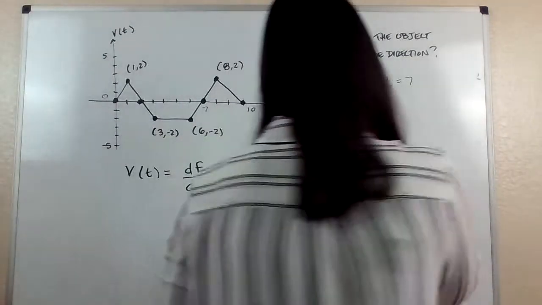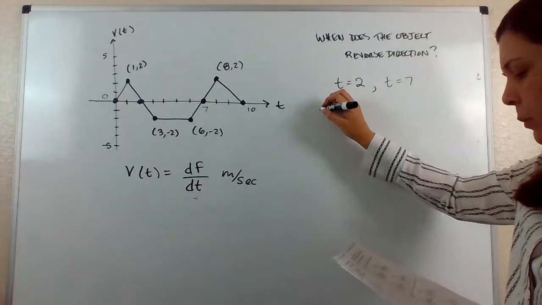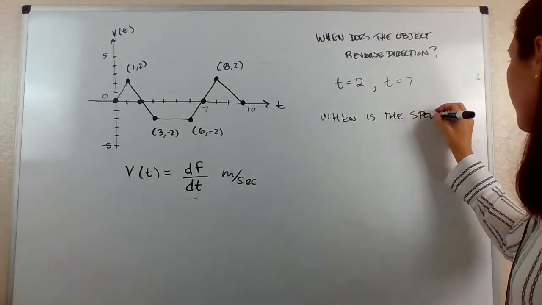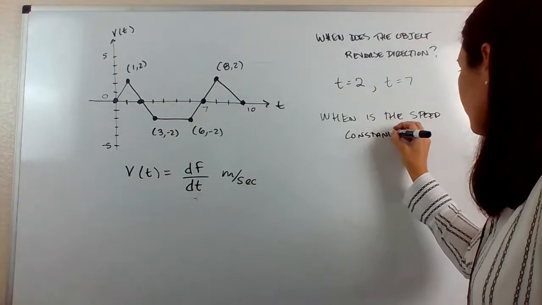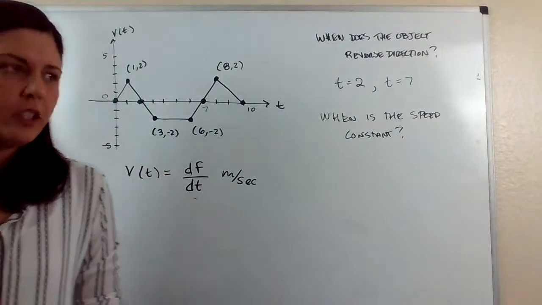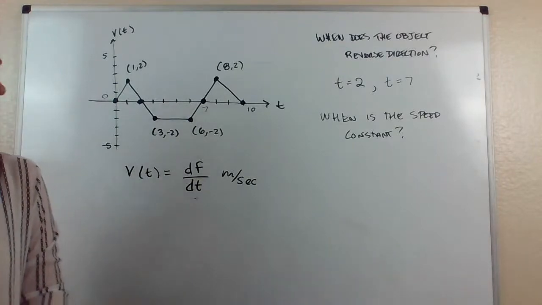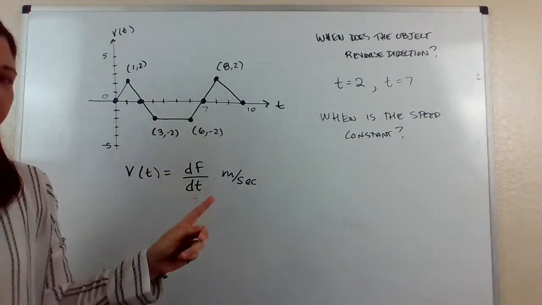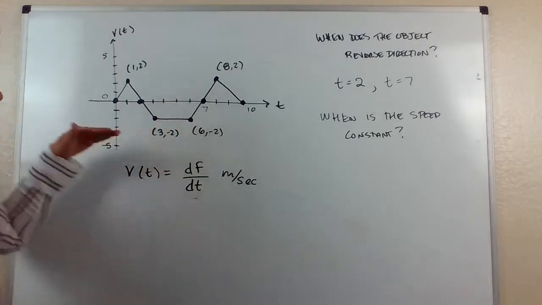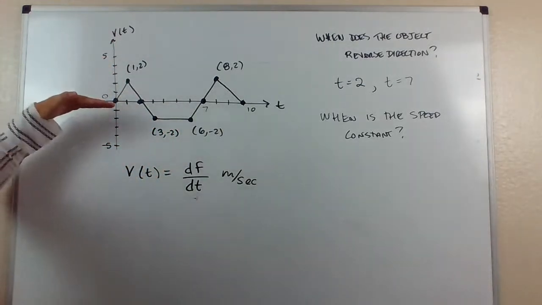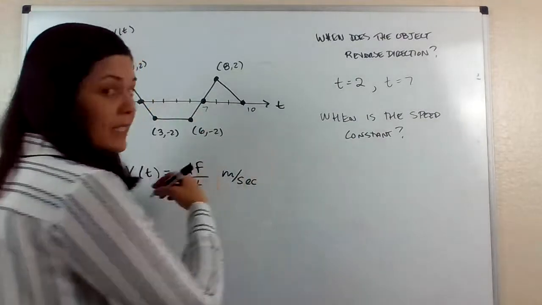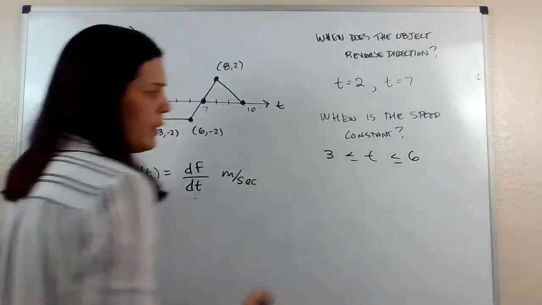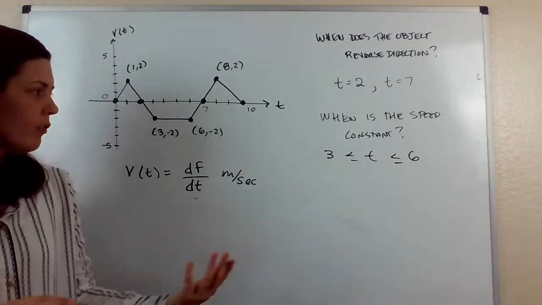All right, let's answer another question. When is the object moving at a constant speed? So when is the speed constant? All right, this should hopefully make sense just by looking. You're not increasing your speed or decreasing your speed, it's constant. Hopefully you can tell by looking. All here, constant speed. This is -2 for your velocity. So you're constantly at a velocity of -2. So it's an interval from time 3 to time 6. So in between these two time values, between 3 and 6 seconds, your velocity is constant.